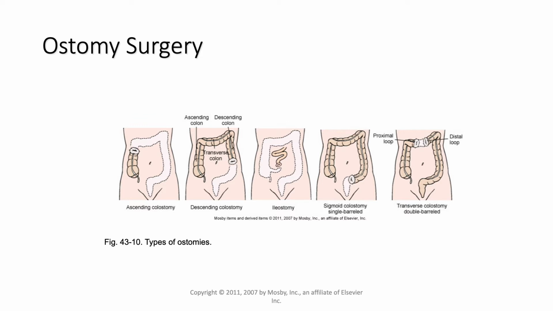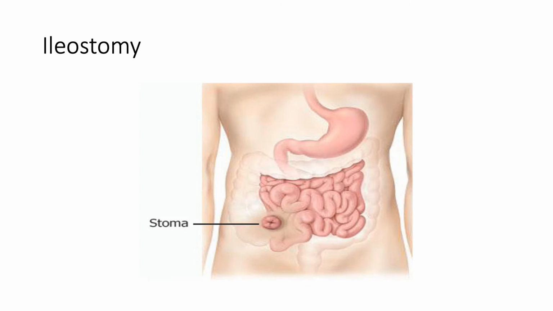In fact, a double-barreled colostomy, I've got a picture about that in a minute. A double-barreled colostomy would have a proximal loop and a distal loop, both brought to the surface, and I'll tell you why in a minute. Just as an aside, this ileostomy here would be an ostomy at the end of the small intestine, and so a stoma would be usually over on the right side of the body.